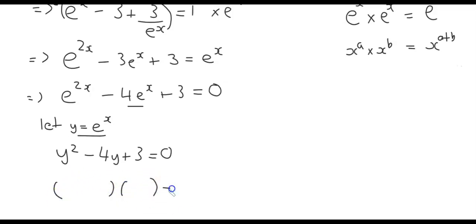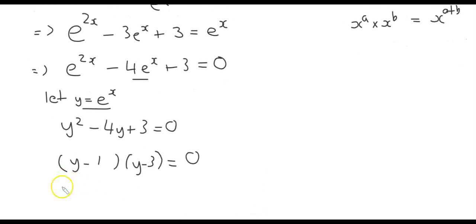So that should be (y minus 1)(y minus 3), and then that means y is equal to 1, and remember y is also e to the x, and then y is equal to 3. Again, that's e to the x. And then how can we solve these? Well, if 1 is e to the x, so e to the power of 0 will give us 1. So x is 0 for the first solution.